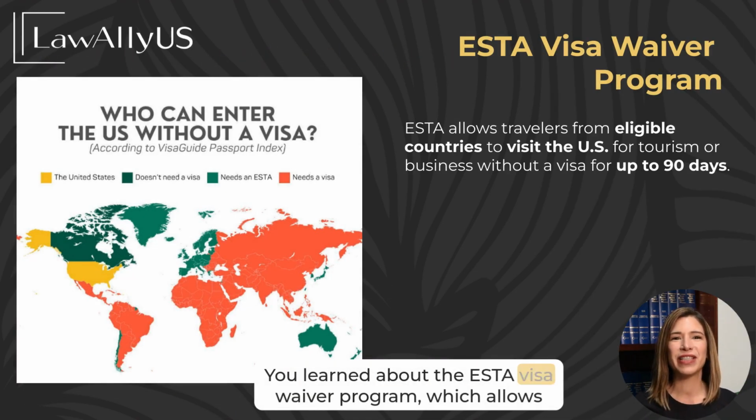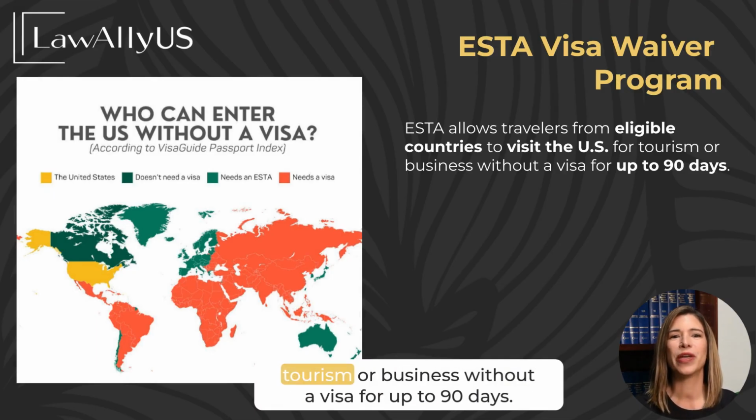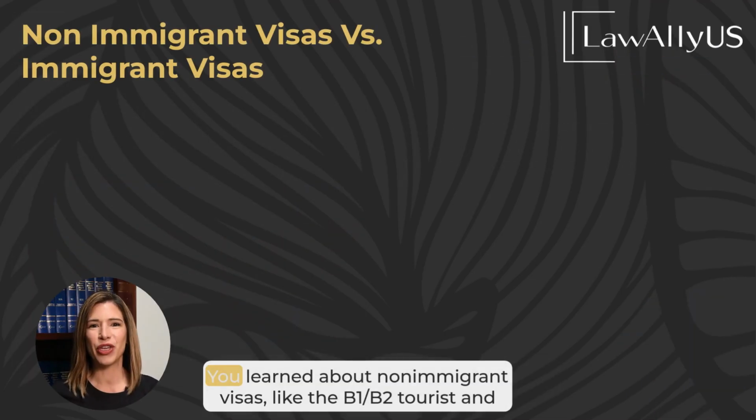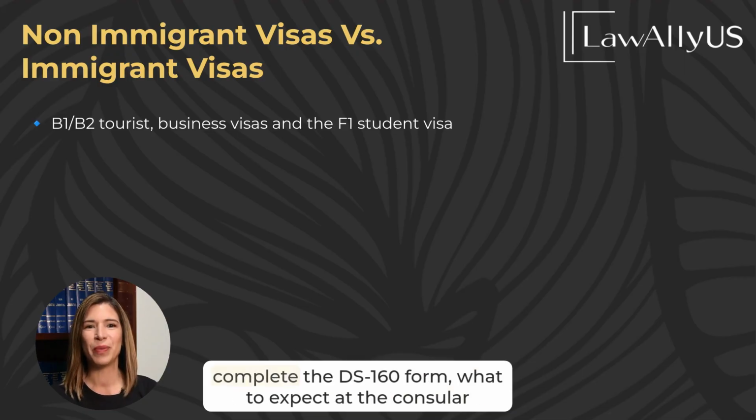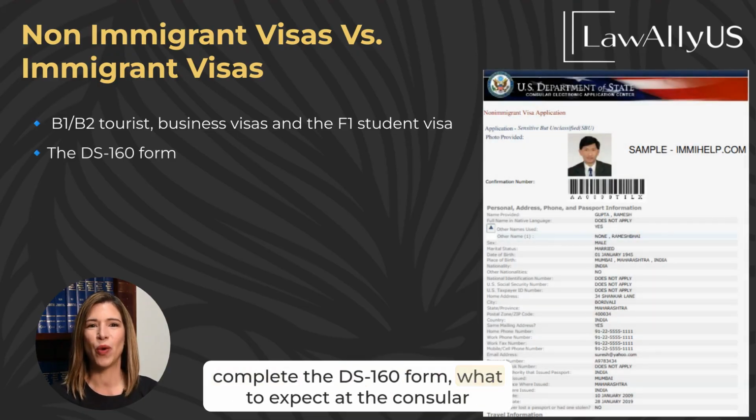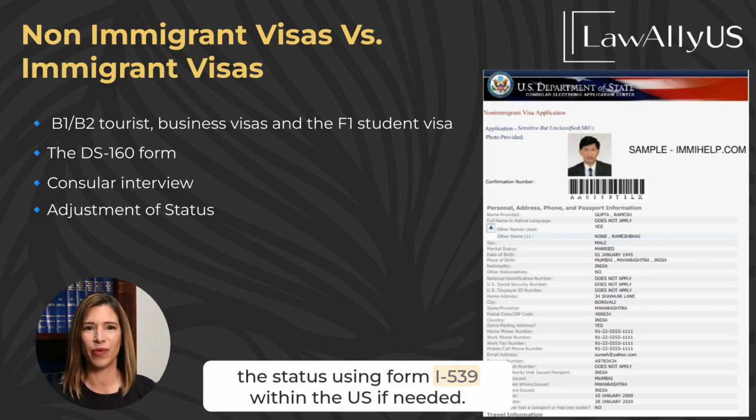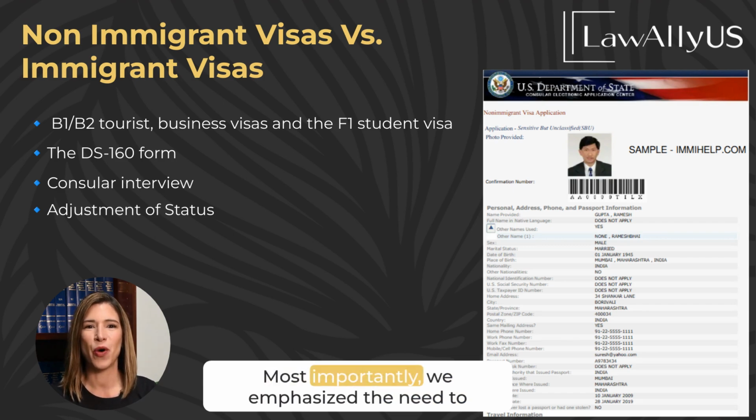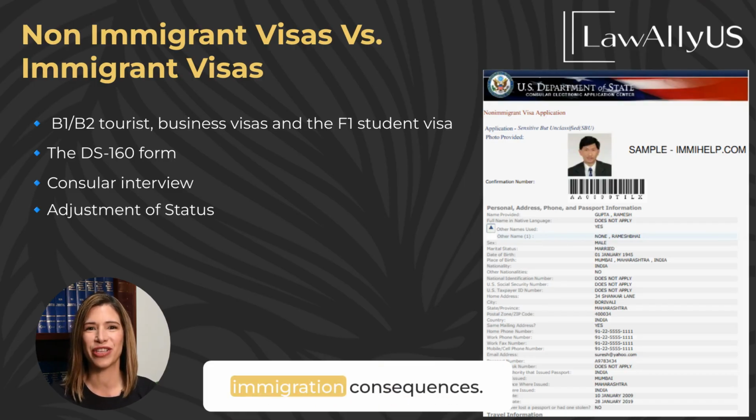You learned about the ESTA visa waiver program, which allows nationals of participating countries to visit the U.S. for tourism or business without a visa for up to 90 days. You learned about non-immigrant visas like the B1/B2 tourist and business visas and the F1 student visa. You learned to complete the DS-160 form, what to expect at the consular interview, and how to apply for a change of status or to extend the status using Form I-539 within the U.S. if needed. Most importantly, we emphasize the need to maintain lawful status at all times to avoid serious immigration consequences.